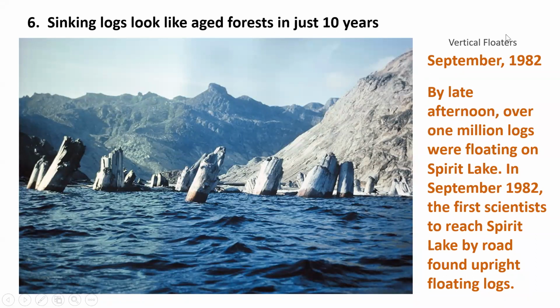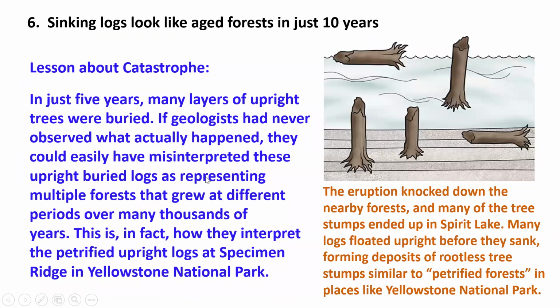And they are called vertical floaters. Yeah, here you have a picture of the vertical floaters. And this is September 1982, 2 years later. By late afternoon, over 1 million logs were floating on Spirit Lake. And September 82, the first scientists to reach Spirit Lake by road found upright floating logs. So many were still lying on the side, but then there were other logs that started floating upright, vertical floaters.